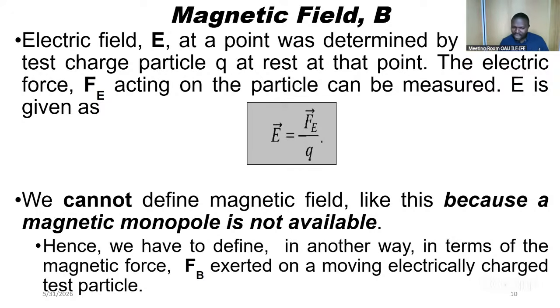So hence, we have to define it in another way, in terms of the magnetic force exerted on a moving electrically charged particle, not on a static one. Are you following? So that it can only be on a moving electrically charged test particle. Okay. So now, if I go to the next slide, you will see the magnetic field where we are going to incorporate the movement.